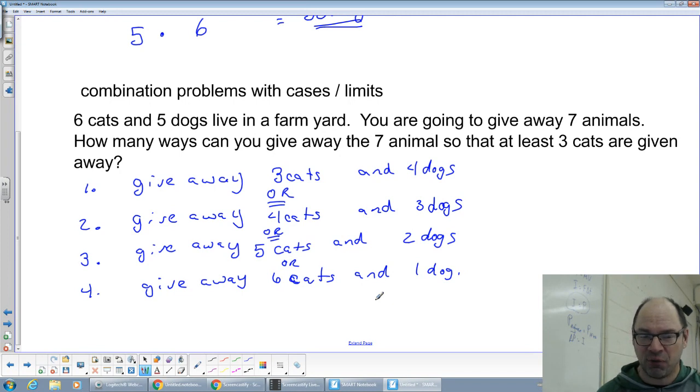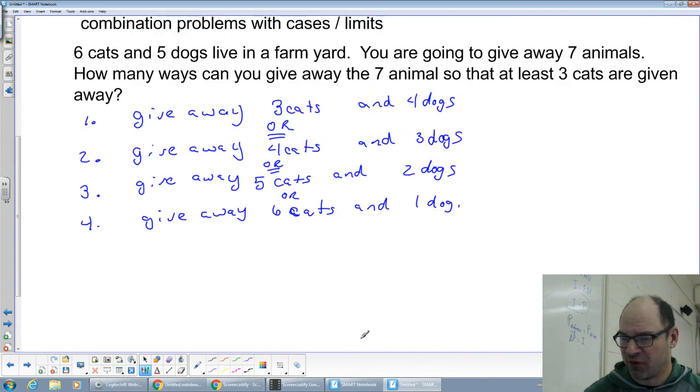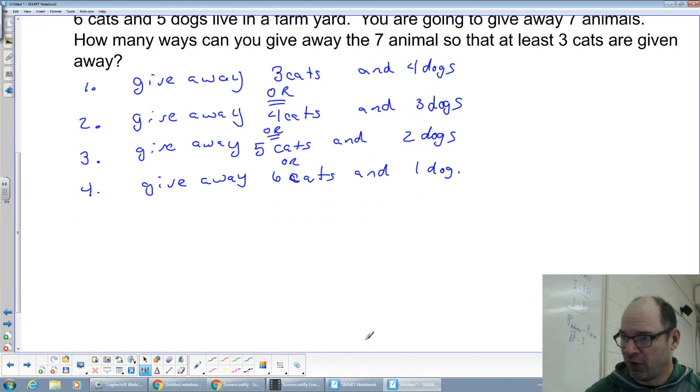So now we have to take a look at what is the combinations that we're doing. Okay, remembering that we had to start with 6 cats and 5 dogs. Okay, so we're going to be picking from the cats and picking from the dogs. So in the first case, we are picking 3 cats from 6 and 4 dogs from 5.